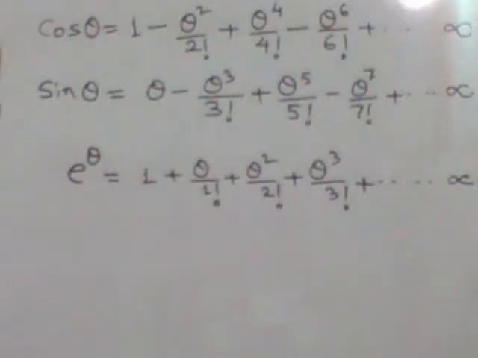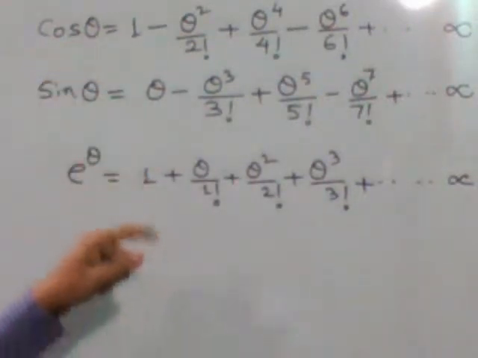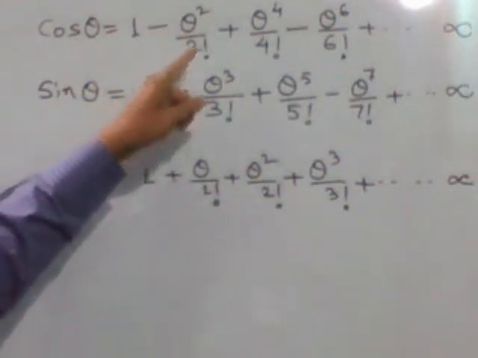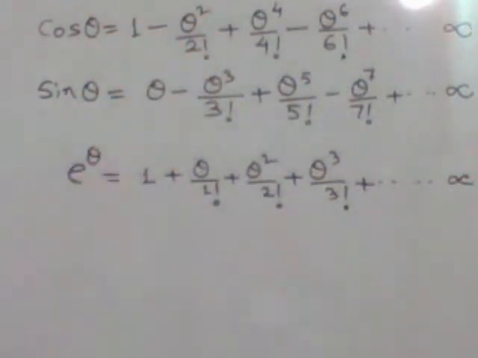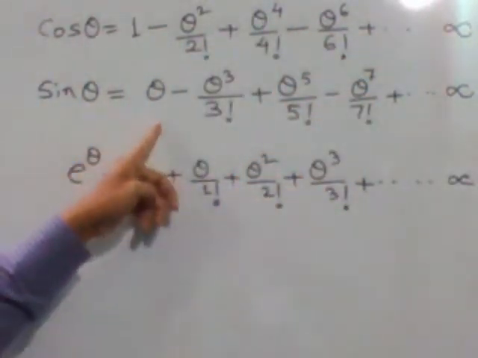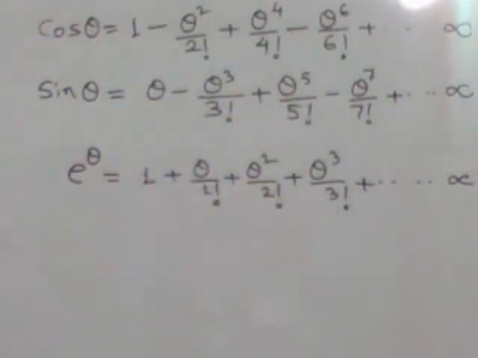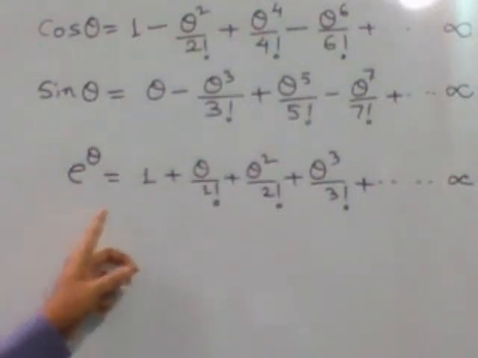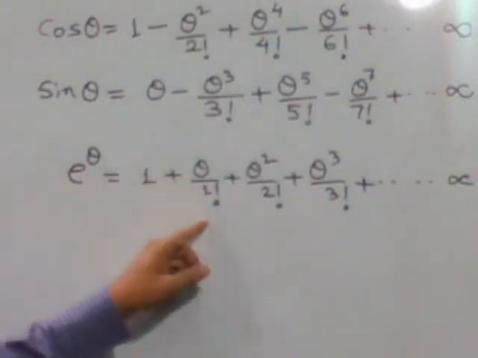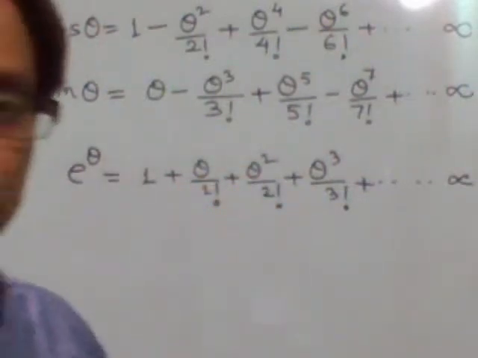So first of all, we should see these three series. One is the series of cos theta, which is 1 minus theta square by factorial 2 plus theta to the power 4 by factorial 4 minus theta to the power 6 by factorial 6. So it is progressing like this up to infinity. Sin theta starts from theta, then minus, plus alternating, taking an odd number, and on the denominator factorial of that odd number. But e to the power theta is such a series which is 1 plus theta by factorial 1 plus theta square by factorial 2. So it is going in series from 1, 2, 3, 4 like this.